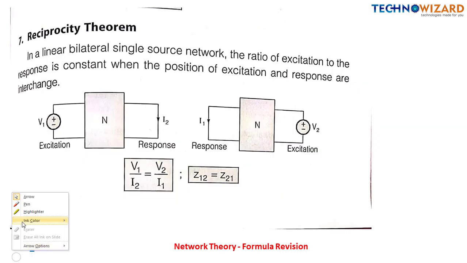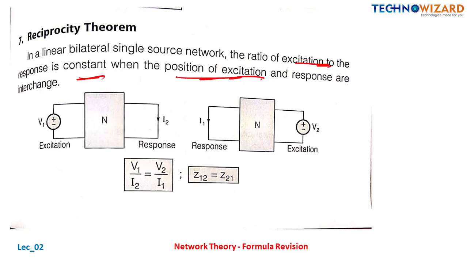Now next one is the reciprocity theorem. In a linear bilateral single source network, the ratio of excitation to response is constant when the positions of excitation and response are interchanged. That means here the excitation is at the first port and the response is coming at the second port. If we interchange their positions, now the excitation is at the second port and the response is at the first port.